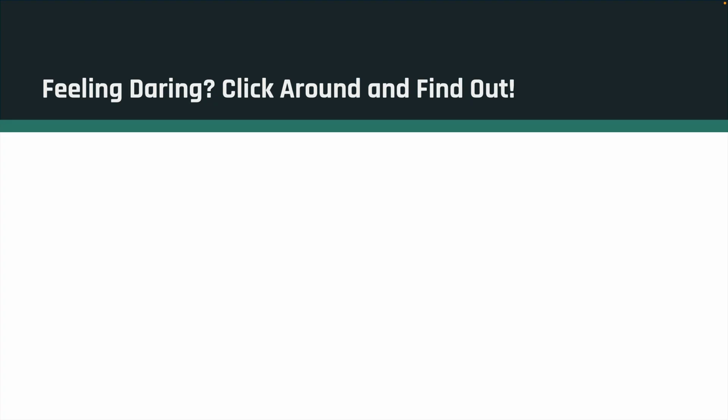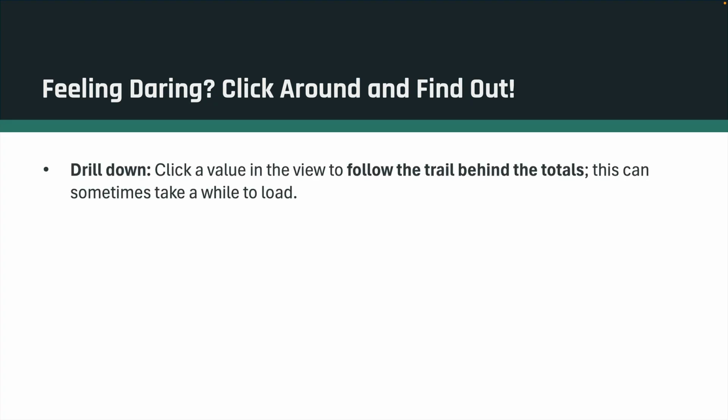Hopefully this training has helped you feel more confident exploring CFS and understanding how financial data comes together in the Finance Data Warehouse. If you're feeling a little daring, here are a few things to try next. In the reporting view, you can drill down into transactions by clicking a value. This takes you to a new screen where all the individual transactions that make up that total will be displayed. You'll want to bring a lot of patience for this one. Often, there can be hundreds, if not thousands, of transactions to load.